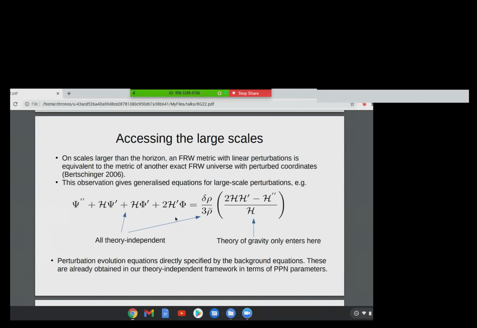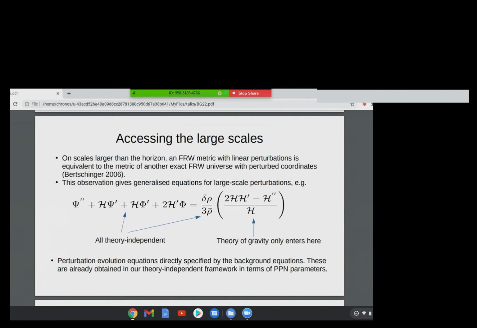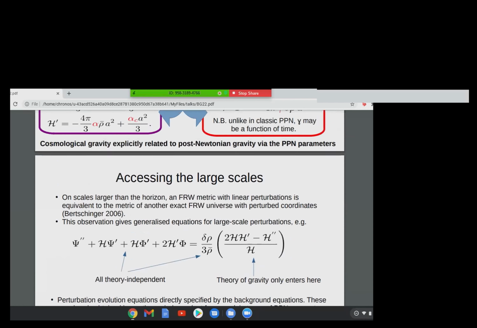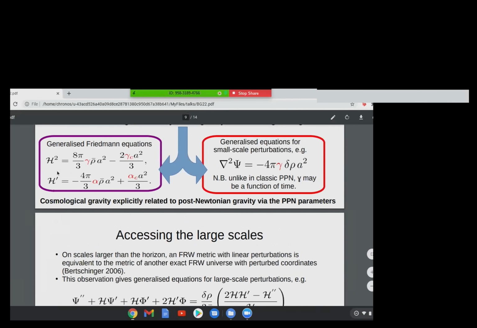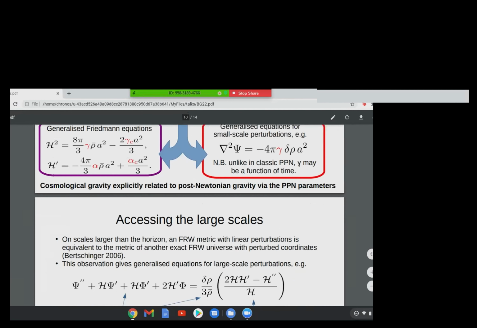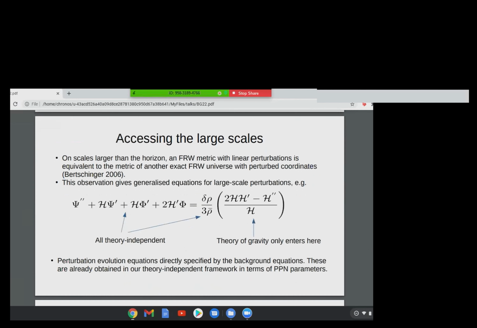So this is what you see here, and what you can notice is that most of this equation is completely theory independent. The theory of gravity is only going to enter on the right-hand side through, for example, this H prime term. And the point is that this is now a general feature, because we can relate those terms to our PPN parameters, since we have our generalized Friedmann equations written in terms of those. So we've also now written our large-scale perturbations in terms of our PPN parameters that we can measure.